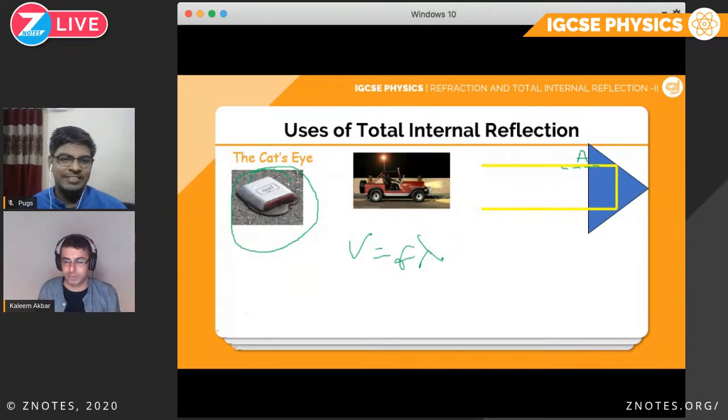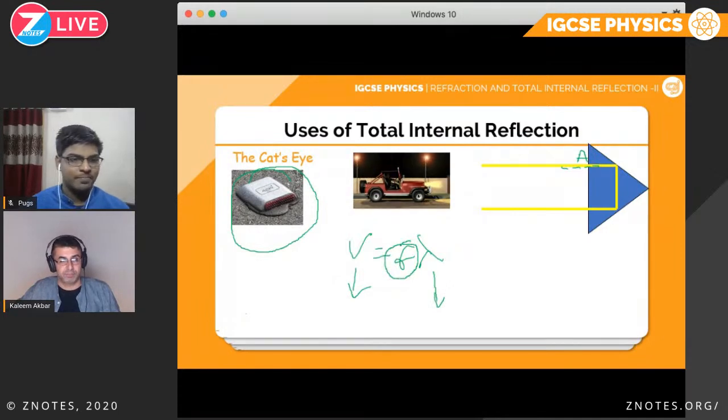You just have to stick to it, okay? So, Pugs is absolutely right. Monochromatic, V equals F lambda. If V goes down, lambda must go down. But what we learn is that frequency doesn't change. Why doesn't it change? Because it depends on the light source.